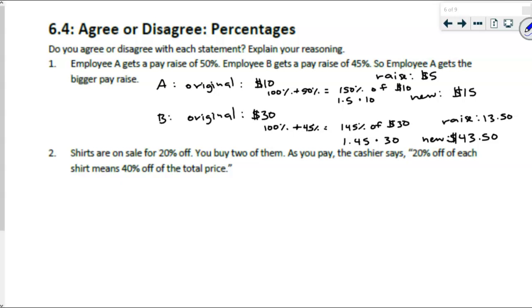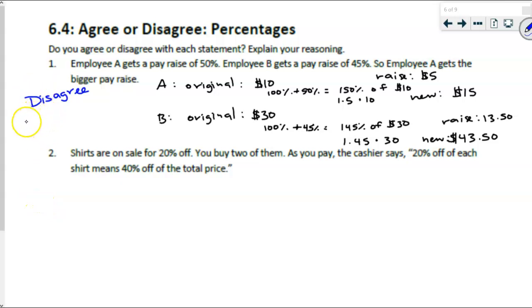Well, but percents are relative to where we started. So although employee A is getting a bigger percentage of his pay rate that's being increased, when you actually compare the dollar amount that they're each getting, the dollar amounts show that we can't just rely on that percentage alone. That percentage alone isn't quite enough data. Okay, so I hope Luke has convinced you all that maybe we should disagree with this. Okay, the percent isn't enough information alone.